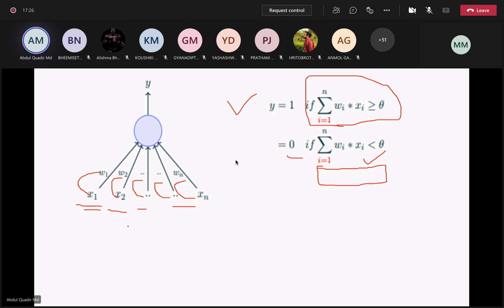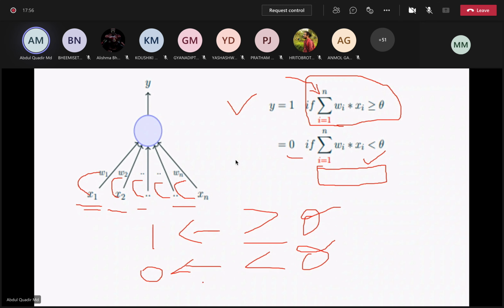So now you are aggregating: x1 into w1 plus x2 into w2 plus x3 into w3. That is why I have put the summation. After summing up, the aggregate x1 into w1 till xn into wn, if it is greater than or equal to the threshold, it will fire 1. If it is less than the threshold, it will fire 0.